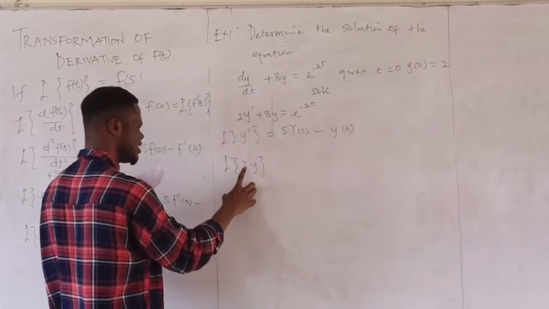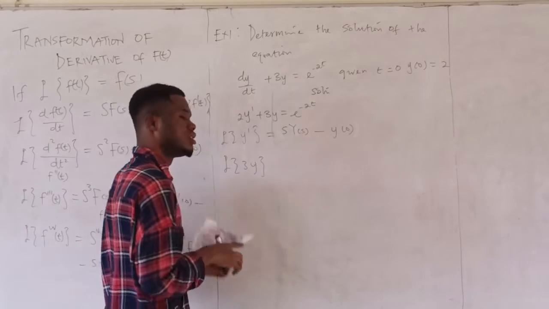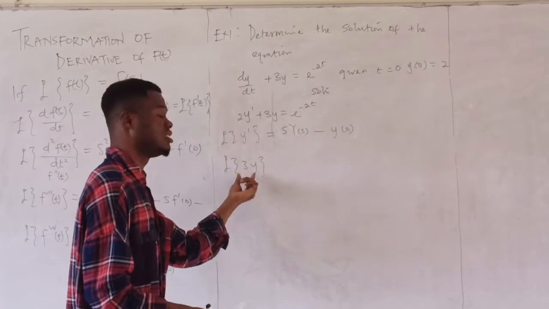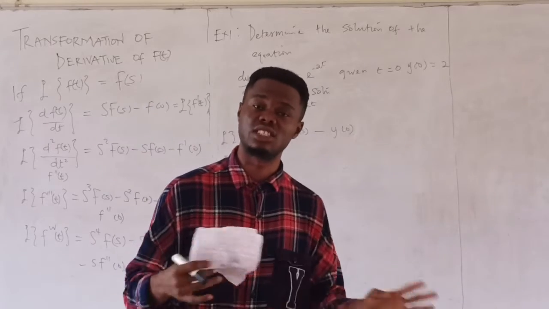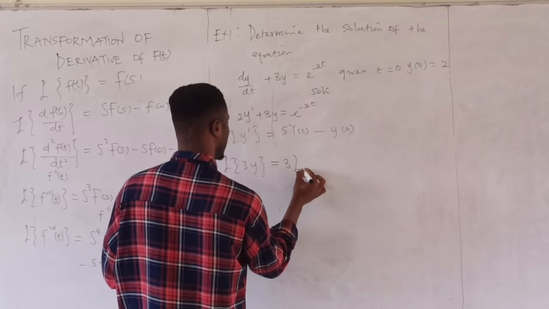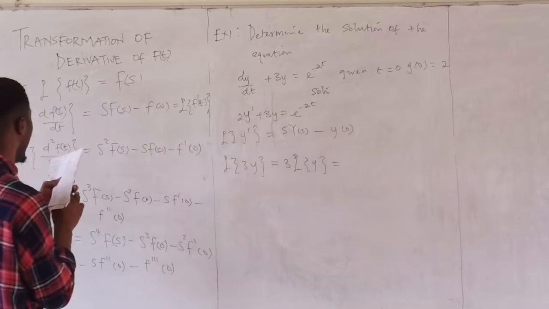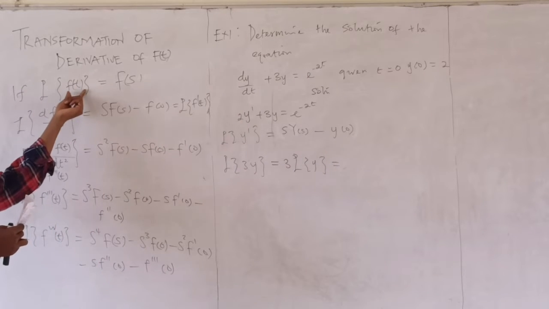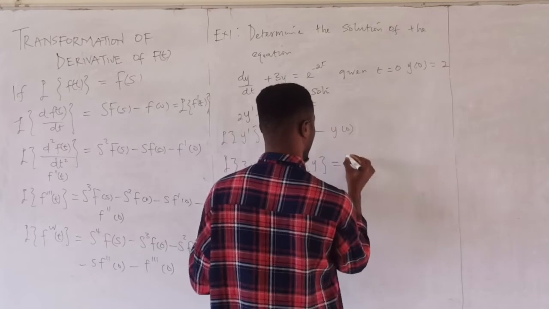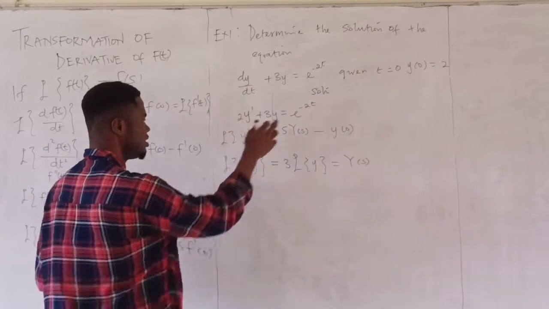Let's continue. Now that you have the Laplace of 3y, one of the properties of a Laplace is that a constant can easily come out of the Laplace, just like an integral. So the constant comes out, which means 3 times the Laplace of y. And the Laplace of y is like saying the Laplace of f of t, which is equal to f of s, which is equal to Y of s.